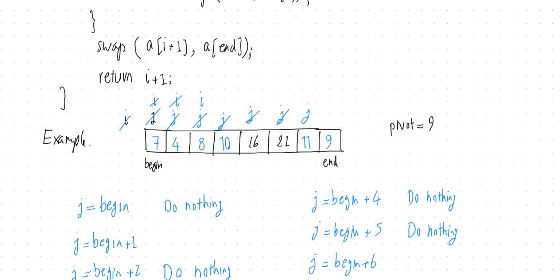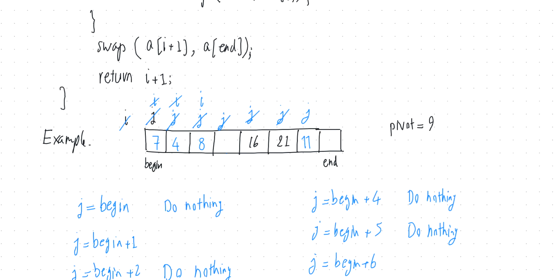Now, where is the right place for 9? Right after this last element, which is at index I. That's why we are swapping A at I plus 1 with A at n. So A at I plus 1 is this guy, and A at n is this guy. So 9 and 10 will be swapped. And that's the last swap that we do.